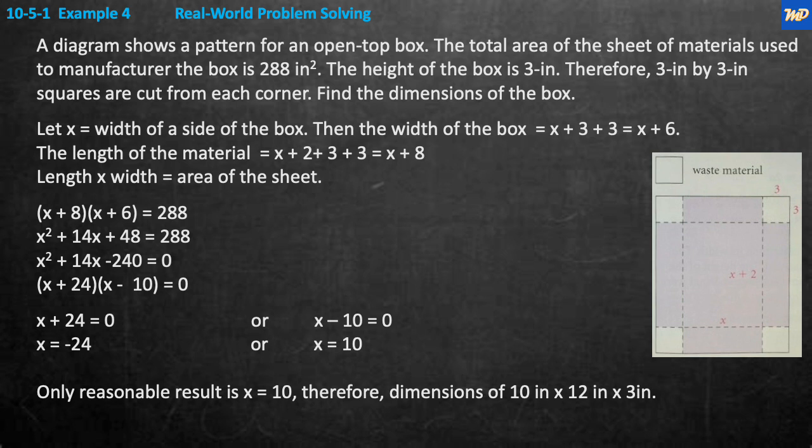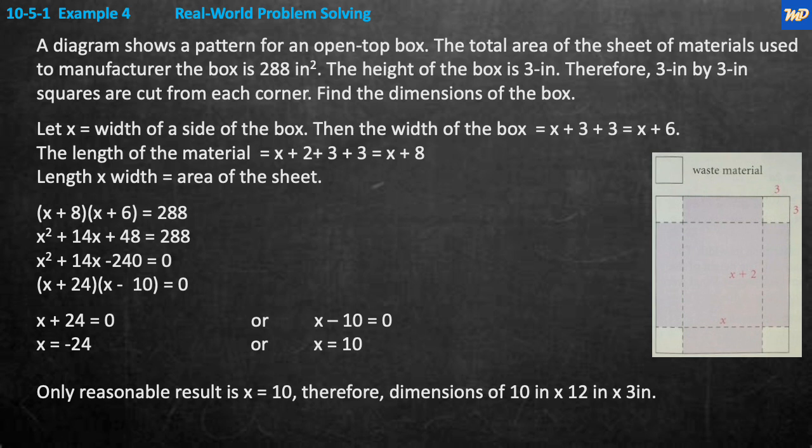Example 4 is a real-world problem. The diagram, which is here on the slide, shows a pattern for an open top box. You can imagine this is like a shoe box, right? It's an open top box without the lid. The sides are folded up to make that box, and here you see it right here in front of us. The folds are on the dashed lines. The total area of the sheet of material used to manufacture the box is 288 inches squared.